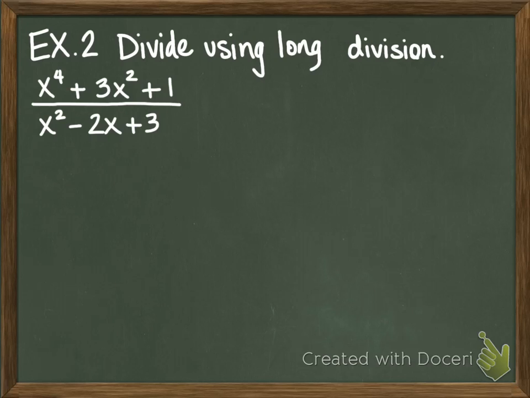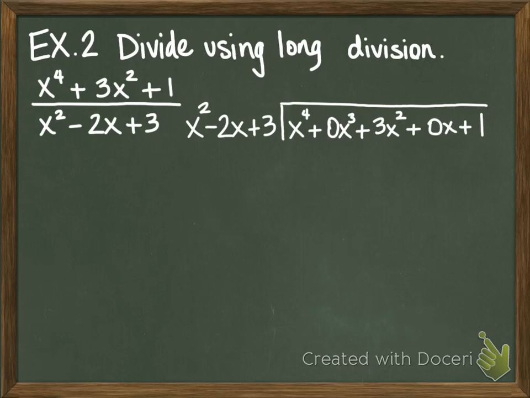So anytime you're missing terms in the polynomial, you need to plug in a 0 for those terms. And this is what I mean. On the inside of the division symbol, I'm going to put x to the 4th plus 0x cubed plus 3x squared plus 0x plus 1. You're going to see in a minute that if I didn't put those placeholders in, then things wouldn't line up in our problem and we might add incorrect terms together. On the outside, x squared minus 2x plus 3.